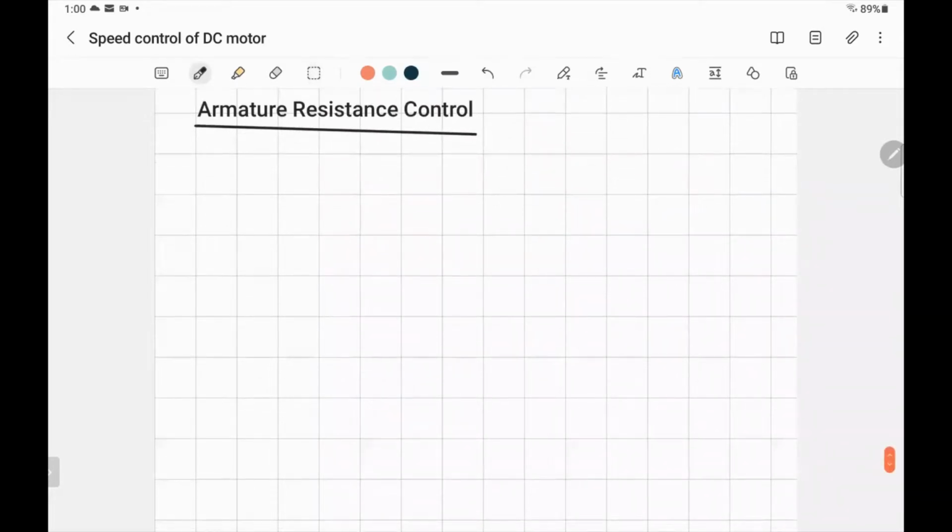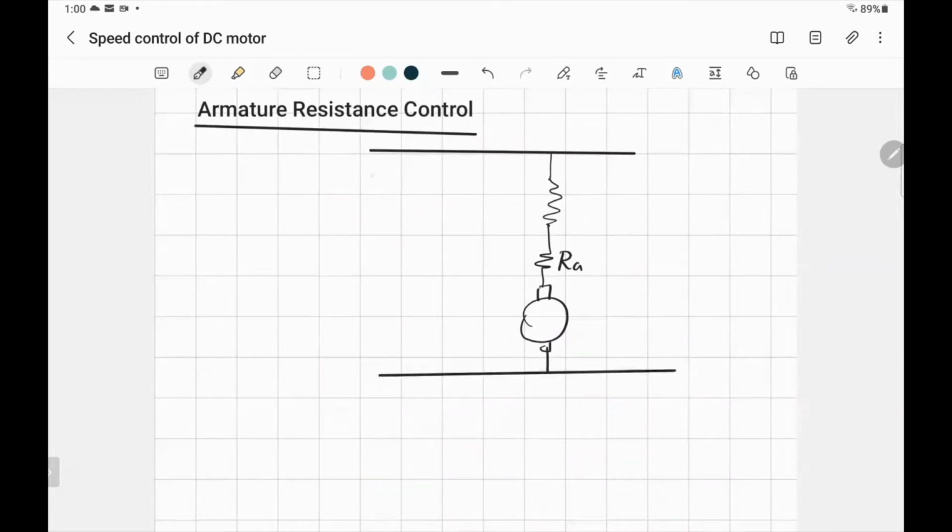What's happening in this one? You have the motor here, and you have the resistance. You don't have control over it, but you are going to add resistance intentionally. You will add resistance here, and that's your supply. Let's say shunt. So that's the supply terminal voltage Vt, that's the current IT, and that's the current IA.